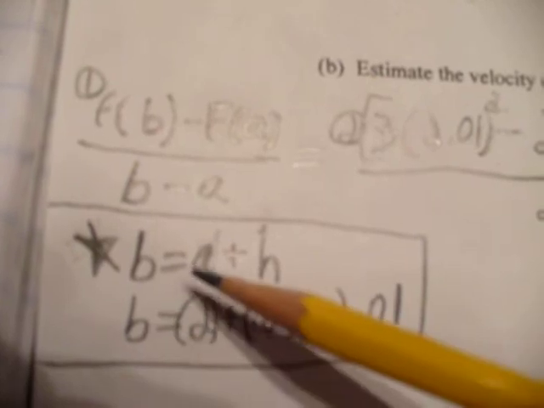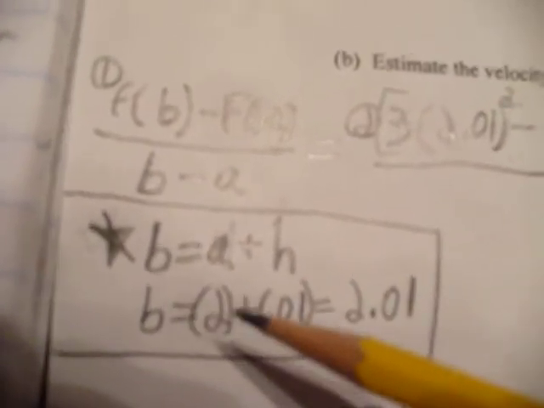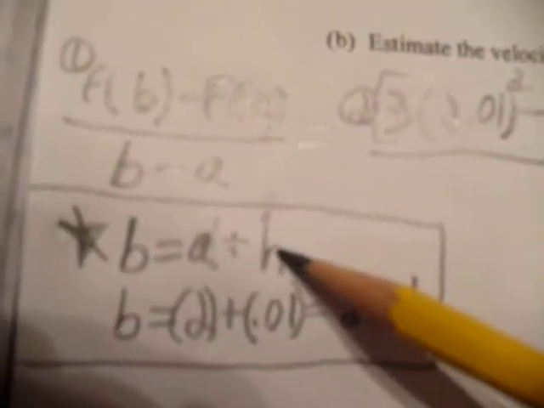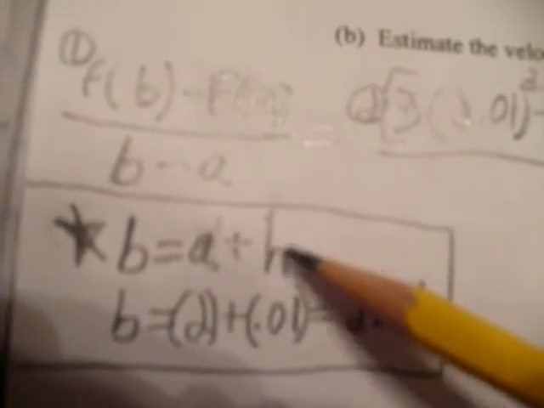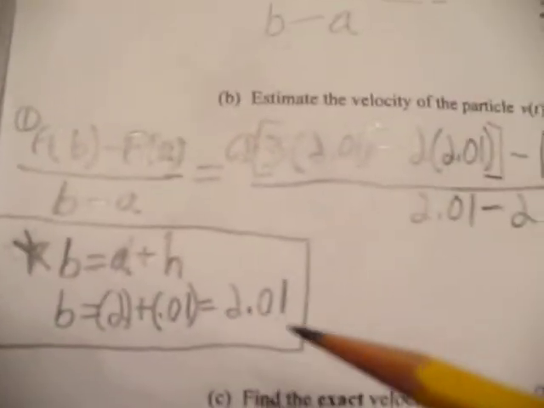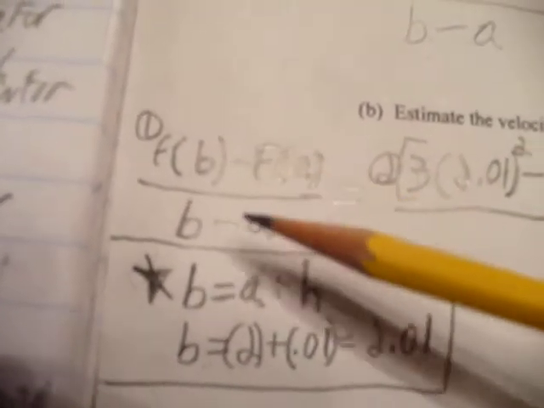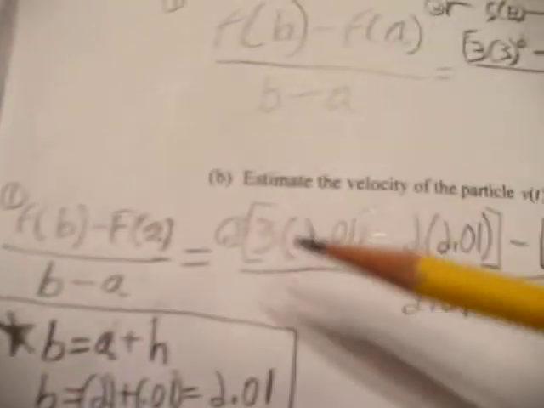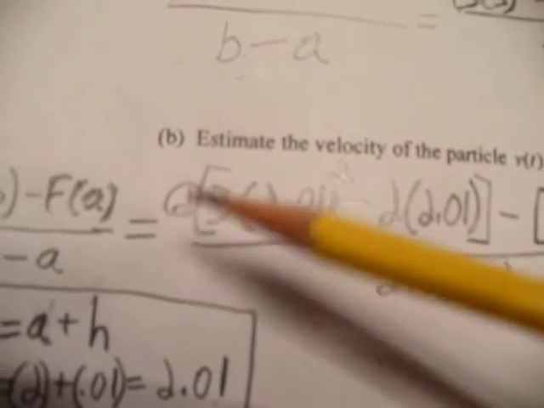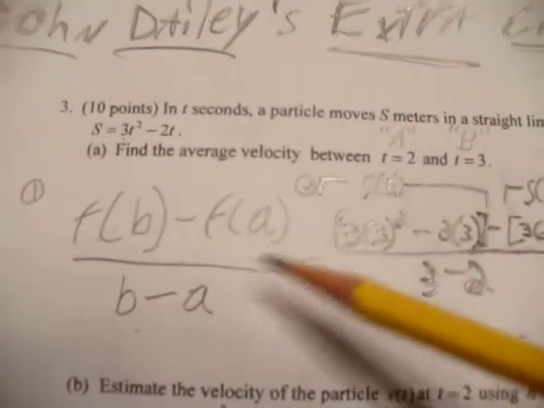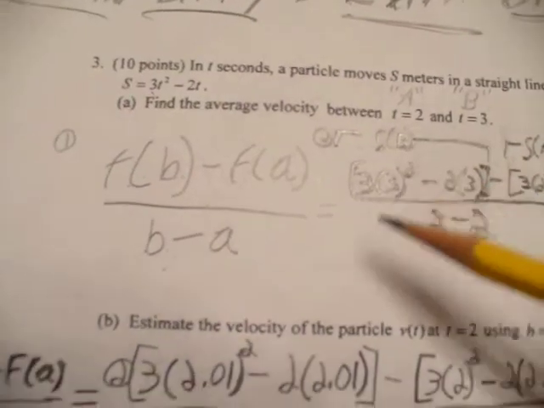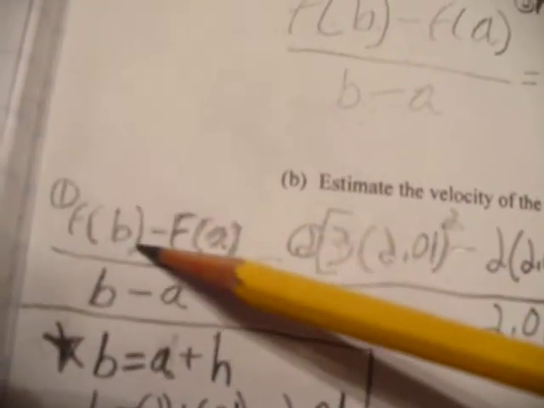So you plug in 2 for a, and h, which is 0.01, you plug into the h value here. So b equals 2 plus 0.01, which equals 2.01. This is your b value for the equation. You plug the b into where it says b, and a into where it says a. Then the next step, as you did in equation 1 with SB and SA, you do the same here with B and A.